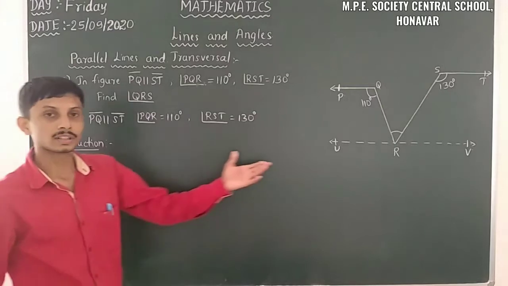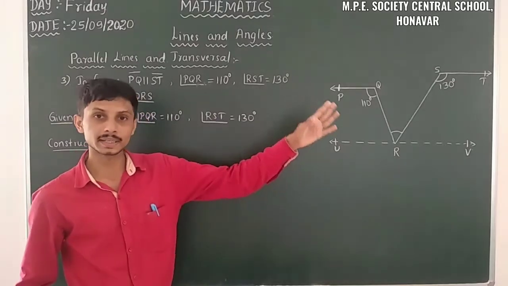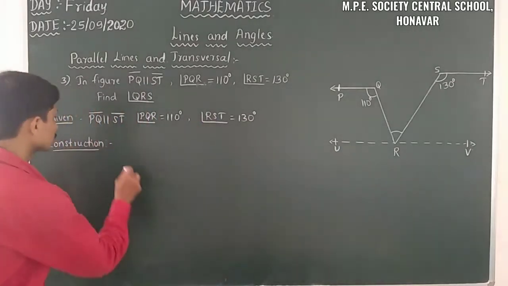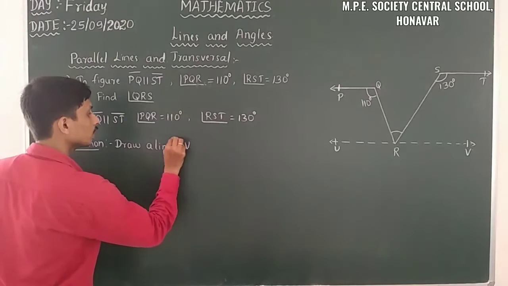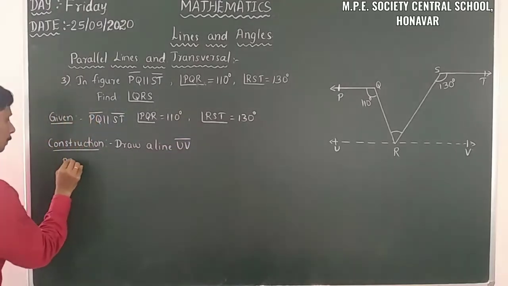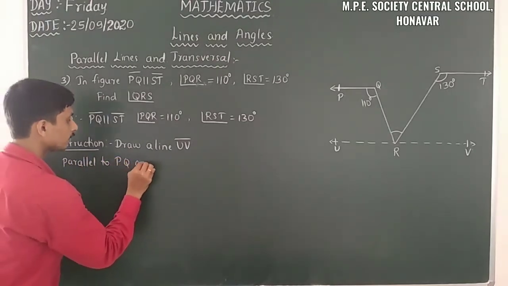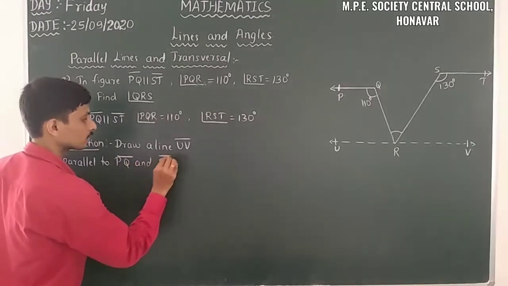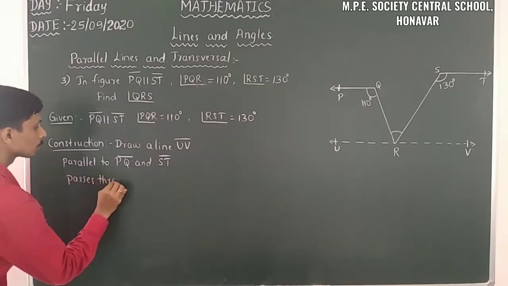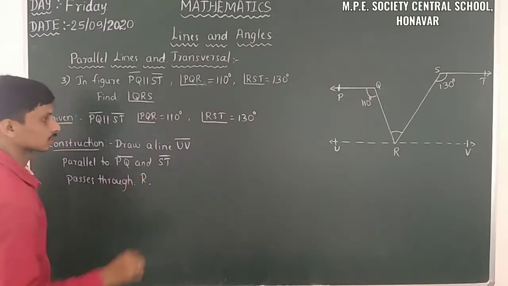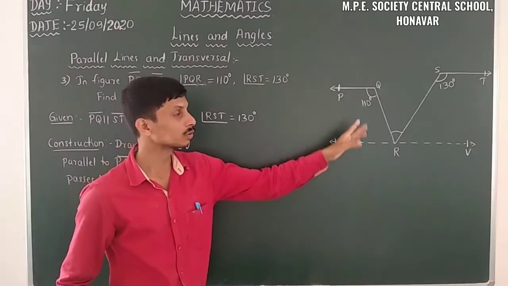So what's the construction here? Let us take a line UV parallel to PQ and ST passing through R. So draw a line UV parallel to PQ and ST passing through R. So passing through R, we have to construct a line UV that is parallel to PQ and ST.